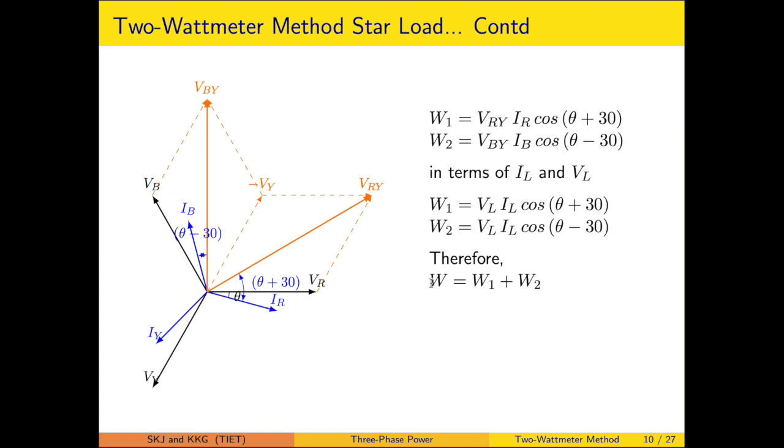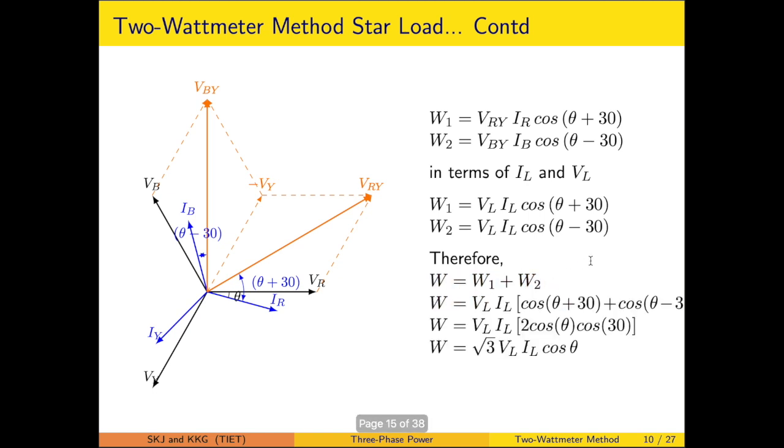So the total power will be W1 plus W2, and that is coming out to be root 3 IL VL cosine of theta. This is the algebraic manipulation. You will be expanding cosine of theta plus 30 like cosine theta cosine 30 minus sine theta sine 30 term. Similarly the other term is expanded, ultimately giving us the value of power, root 3 VL IL cosine of theta.